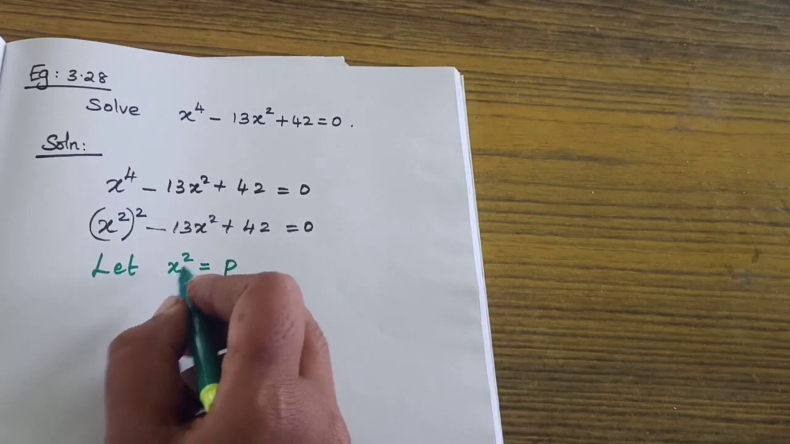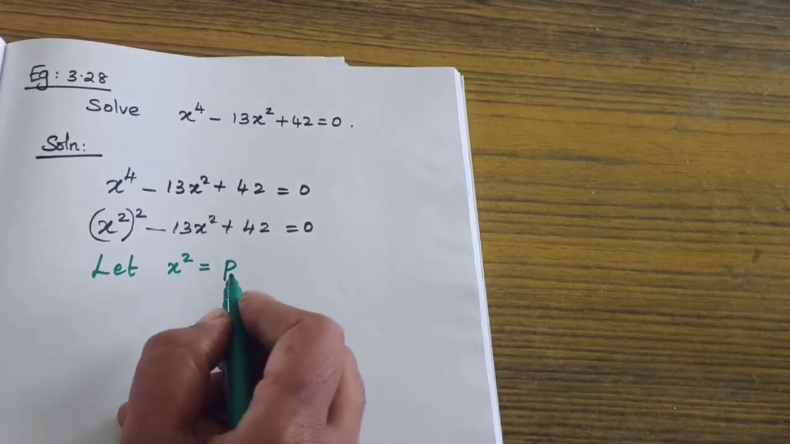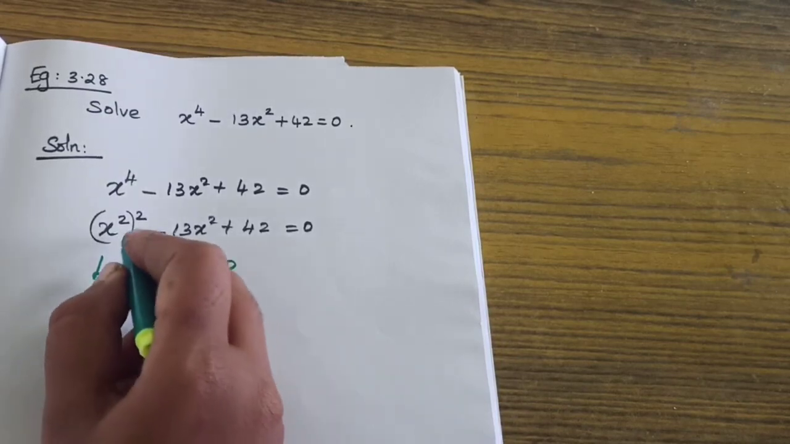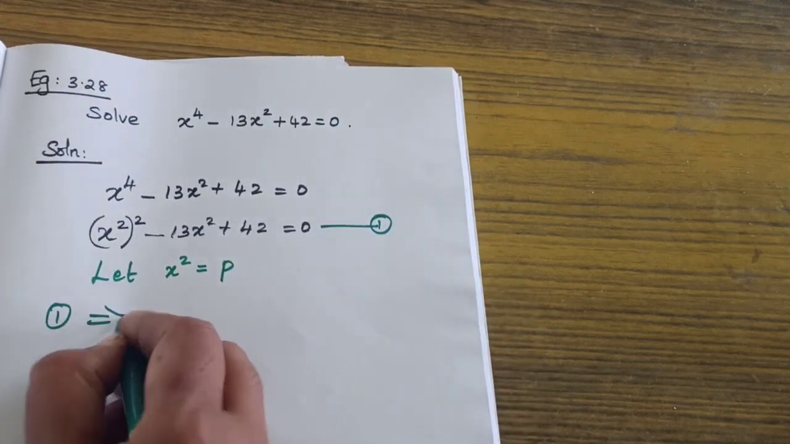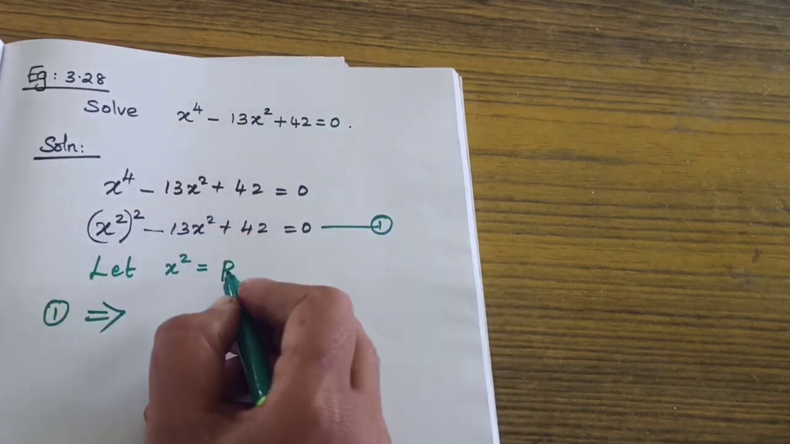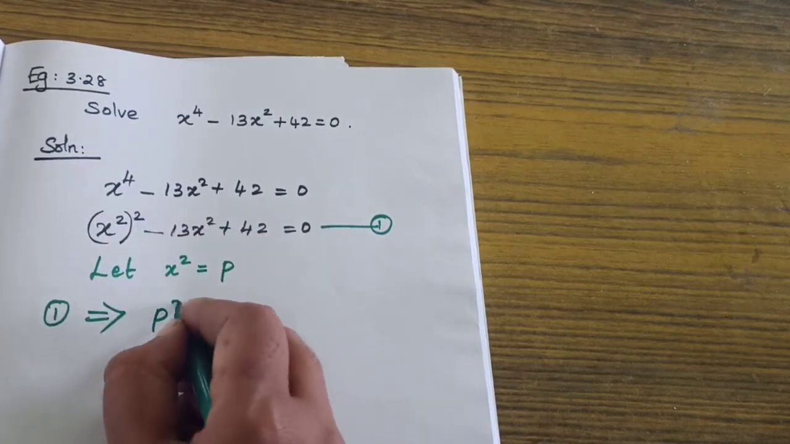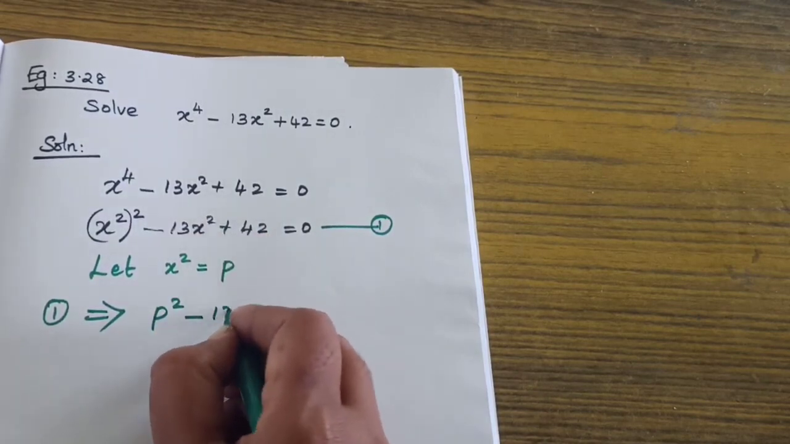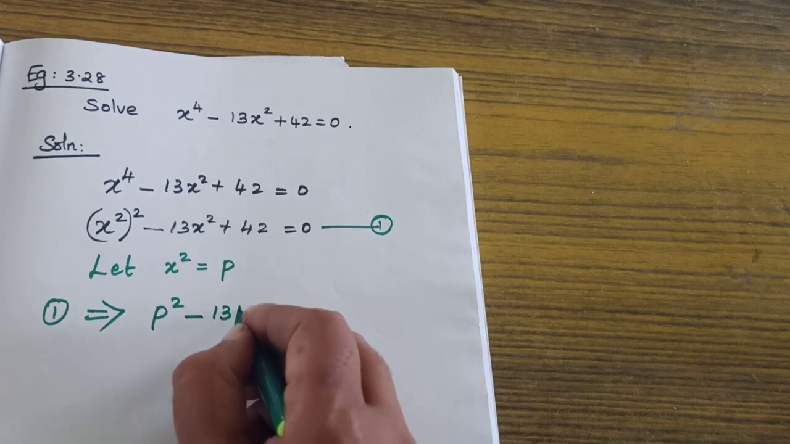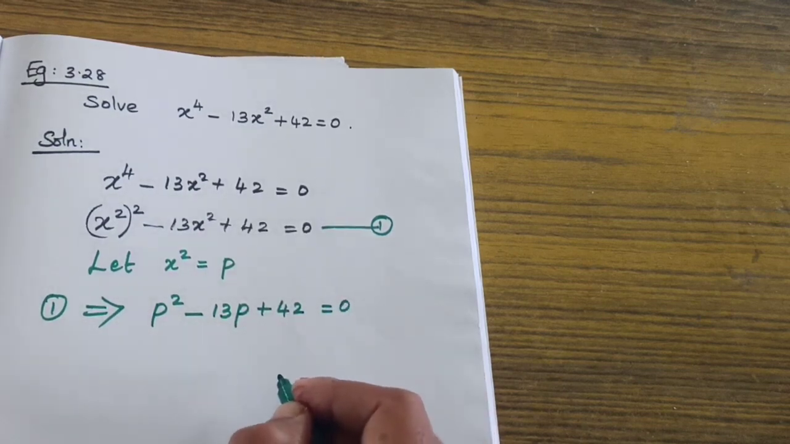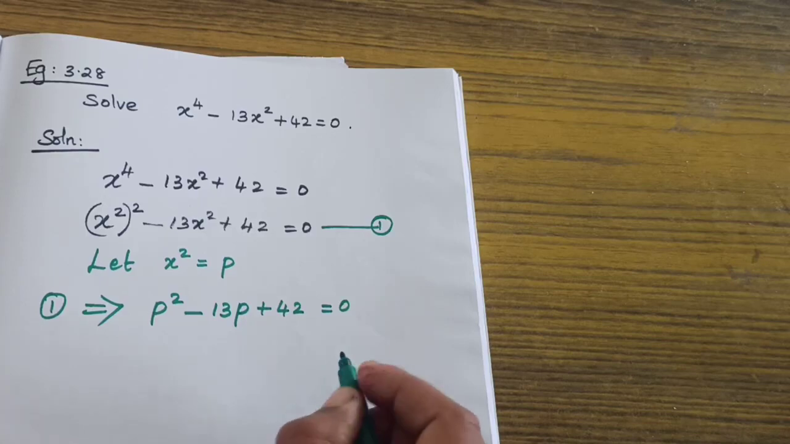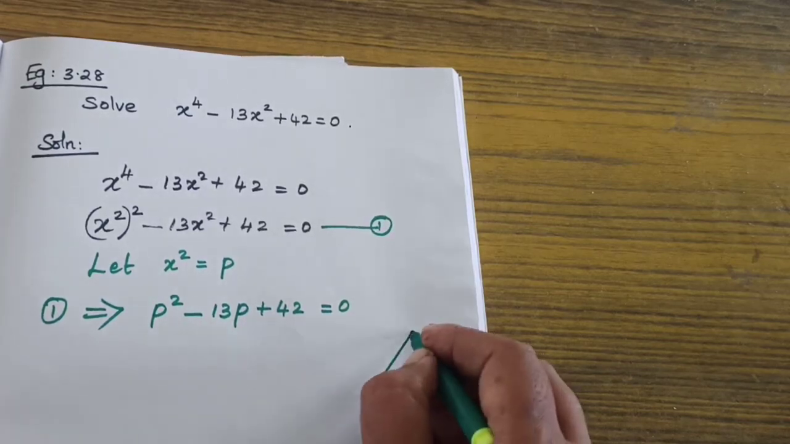Let me take x² = p. Other than x you can take any other variable. Okay. So this equation becomes, mark it as first equation. So the first equation becomes, how will it change? x² means p. That means p² − 13p + 42 = 0. Got it? Okay, listen. Now we need to factorize this.